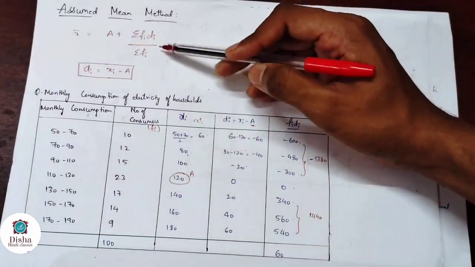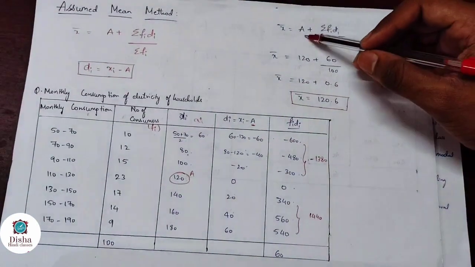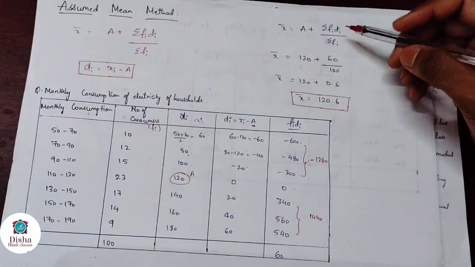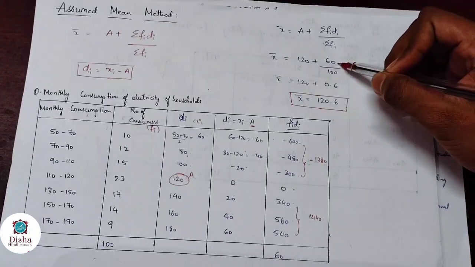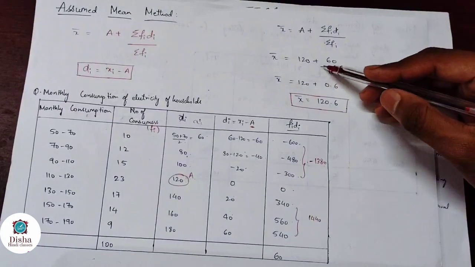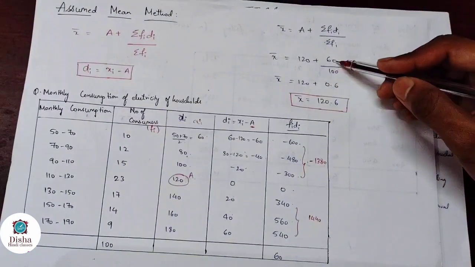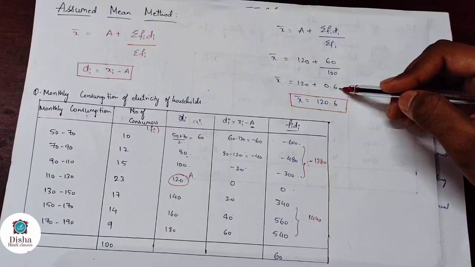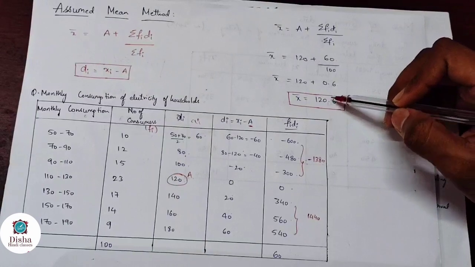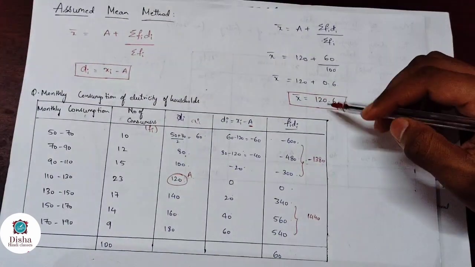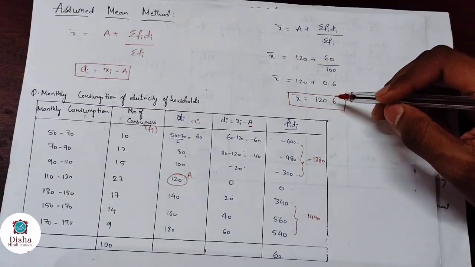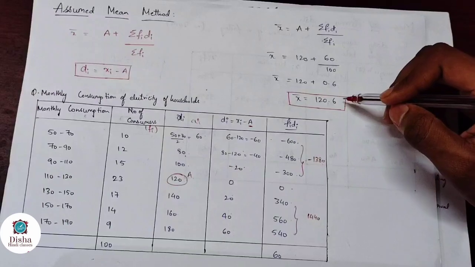So we will be substituting that in the formula we have here. The assumed mean we have taken is 120, plus summation of Fi Di, which is 60. So we have substituted 60 here. What is the summation of frequencies? It is 100. So 120 plus 60 divided by 100. 60 divided by 100 is 0.6. So 120 plus 0.6 equals 120.6. So this is the mean in the assumed mean method for the following problem, that is the monthly consumption. So the monthly consumption of electricity per household is 120.6 units.